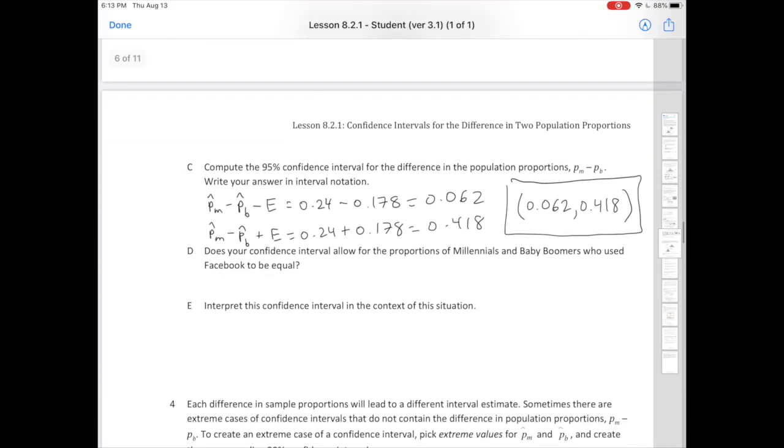Okay, so does your confidence interval allow for the proportion of millennials and baby boomers who used Facebook to be equal? So this is a common question that you're going to see in these difference problems. Your confidence interval only allows for the proportion of millennials and baby boomers to be equal if 0 is contained in the confidence interval. So question, is 0 contained in this confidence interval? Think about going from 0.062 to 0.418. This thing does not contain 0. How do you know that?